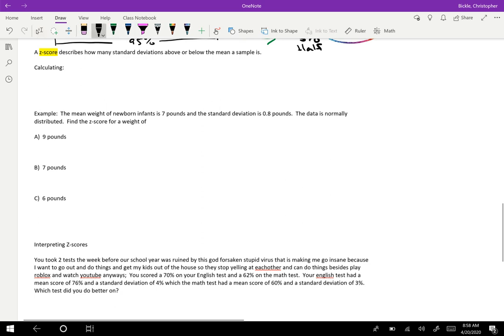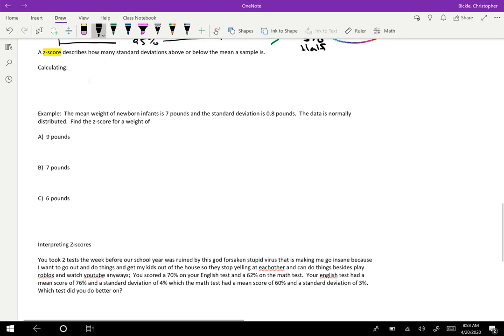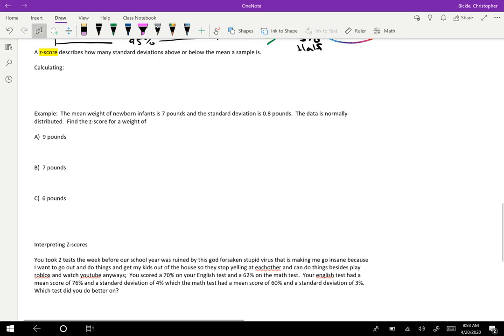To find probabilities using normal distributions, you find z-scores. So I'm going to give you a formula for z-scores, and we're going to look at how to calculate them and what they really mean. And then I'll get you started on homework, okay? A z-score describes how many standard deviations above or below the mean a sample is. That's all it is. A z-score is a number. It's going to be 1, 2, 3, or -1, -2, -3. It could be a decimal. It's the relationship between your data point and the mean, okay?